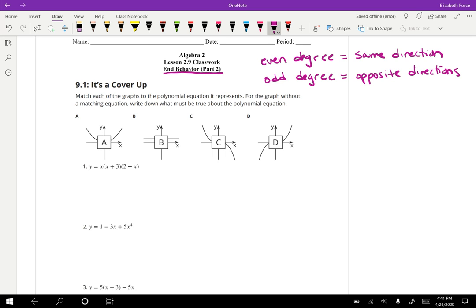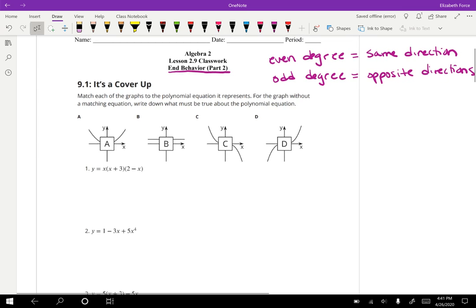So before we even look at the equations, why don't we go ahead and agree out of A through D if we have an even degree or an odd degree. So on A, the ends are going in the same direction. They're both heading up. So this has to be an even degree. They're doing the same thing. Now on B, it's a little bit weird. This is just a flat line, and the ends are doing the same thing. So because the ends are doing the same thing, this has to be an even degree. And the fact that this is a flat line, I know that the function has to be a line.